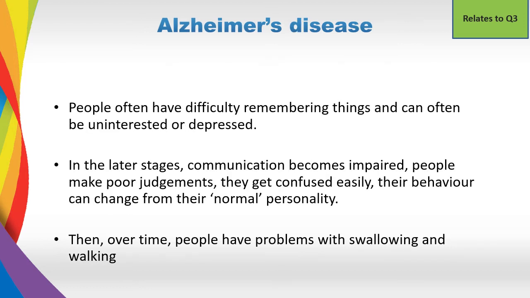With Alzheimer's disease, people have difficulty remembering things, and they can be uninterested or depressed, and in the later stages, communication gets more impaired, people can make poor judgments, they get confused easily, their behaviour can change from their normal personality, and then over time people can have problems with swallowing or walking, so they get more physical needs.